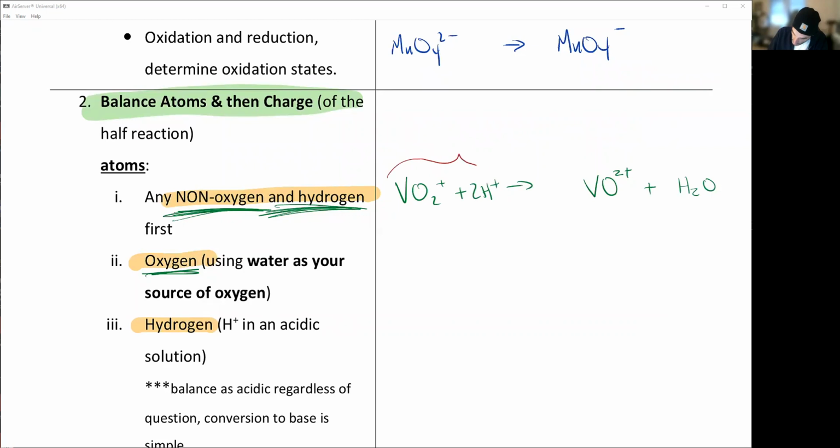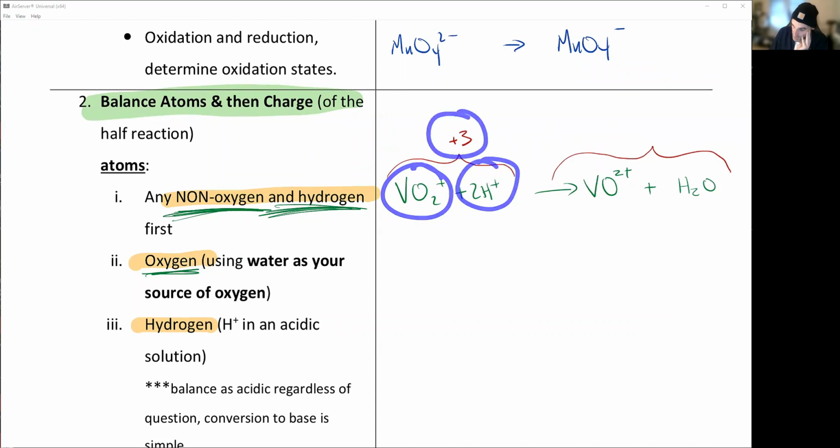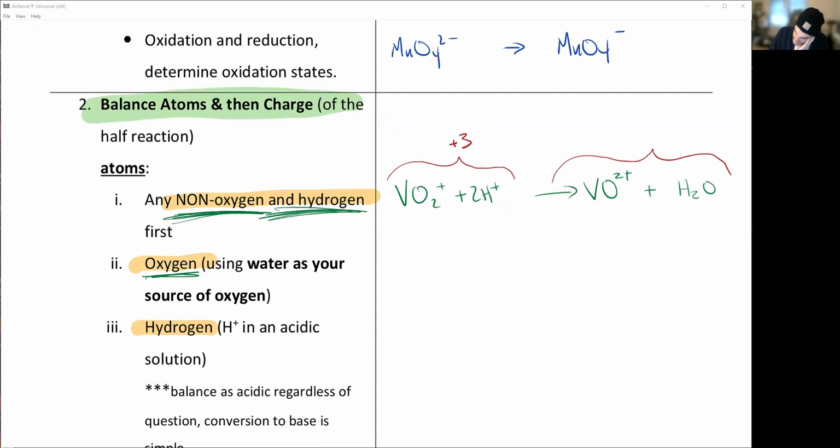What is the total charge of this side? What is the total charge of this side? If we add all of this together, I need a little more space on this side. I have a total charge on the left-hand side of +3. The +1 plus these two, each of those is +1, but two of them, so +3 is the total. The other side, I have a total charge of +2.